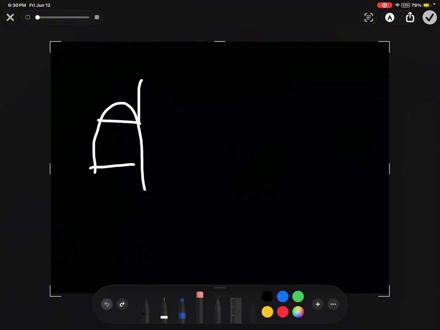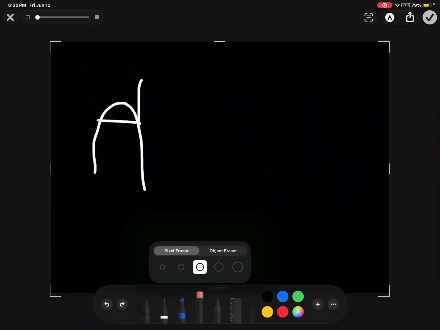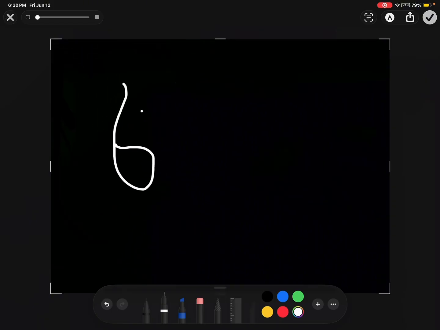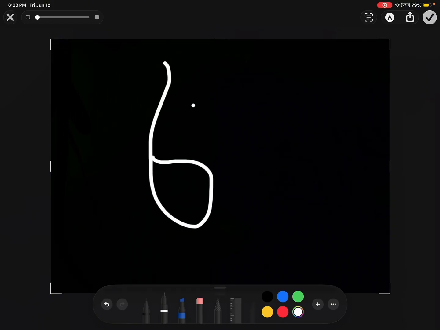So basically, for B, I came up with turning that little bubble from here into a dot. That's uppercase B. What? Middle case B.